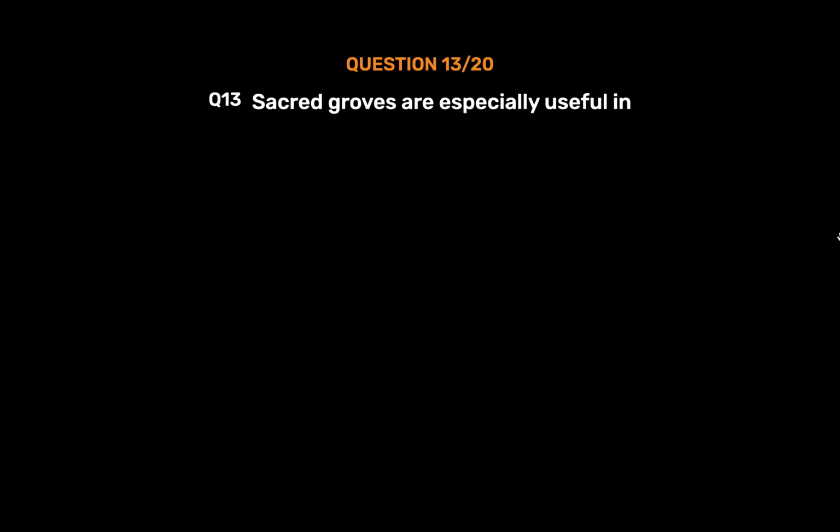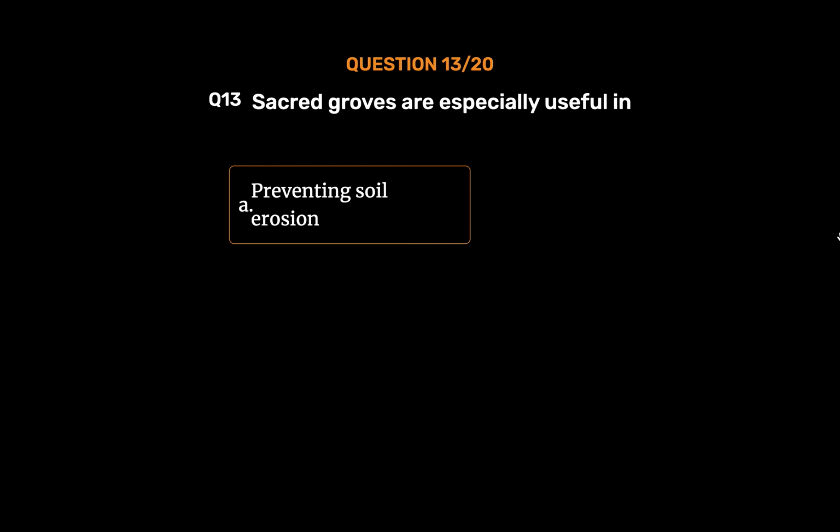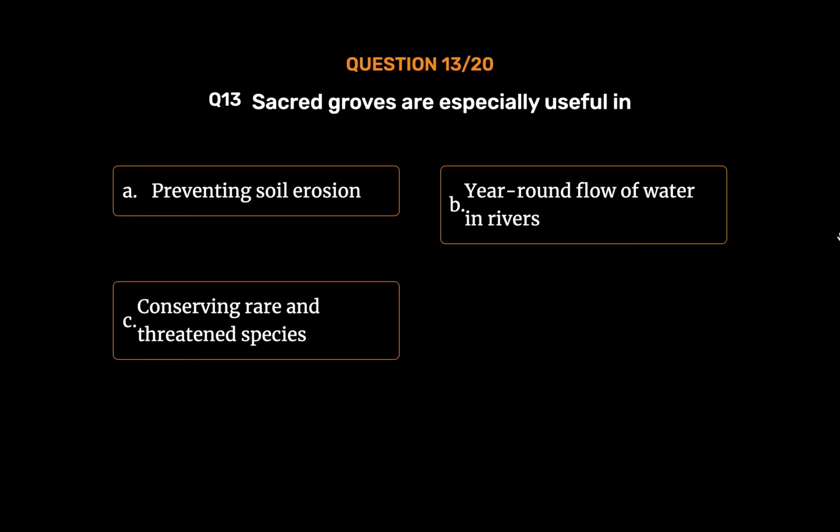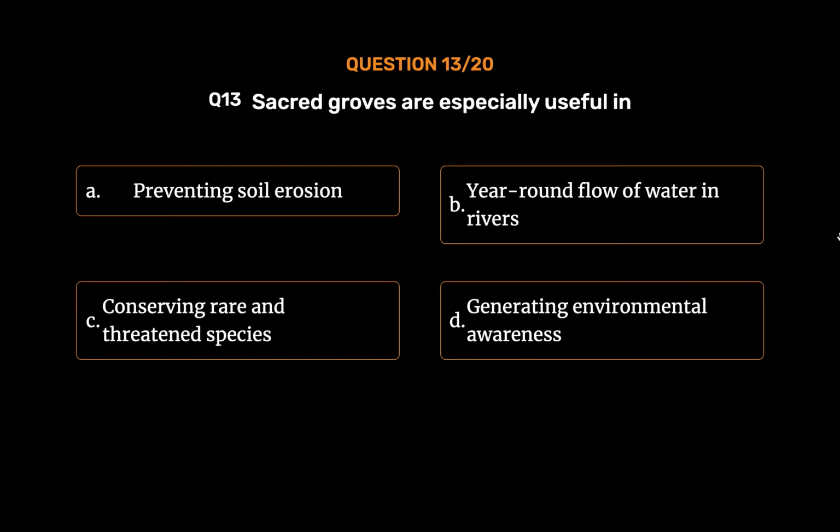Question number 13. Sacred groves are especially useful in option A. Preventing soil erosion. Option B. Year-round flow of water in rivers. Option C. Conserving rare and threatened species. Option D. Generating environmental awareness. The correct answer is Option C.